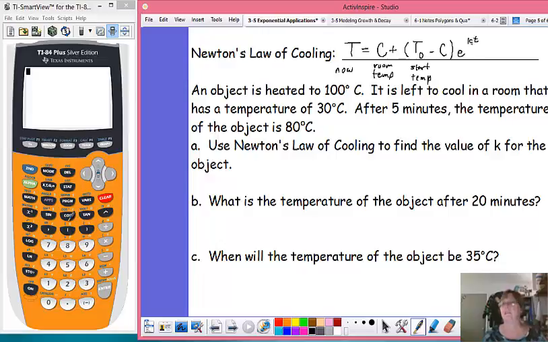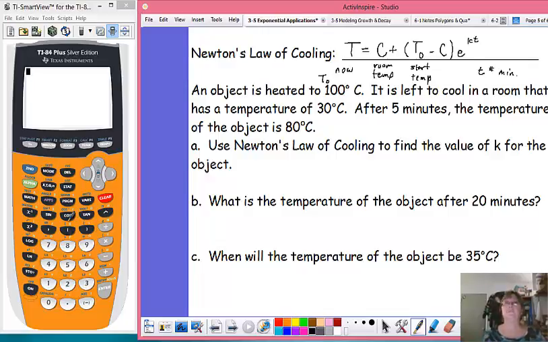And K, again, is a cooling rate that's different for each substance. T is a number of minutes, usually. All right, so let's take a look at that. An object, it says, is heated to 100 degrees. You guys, that's the starting temperature. That's our T sub 0.